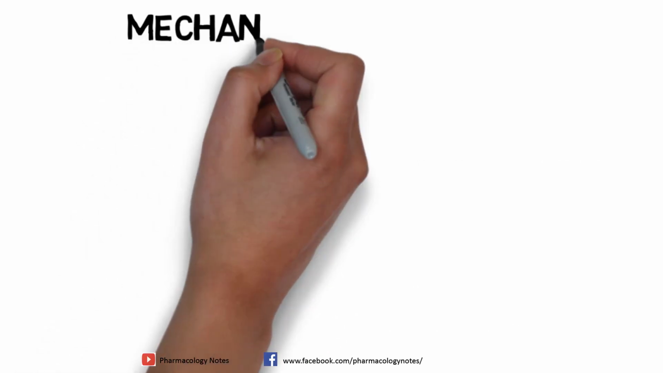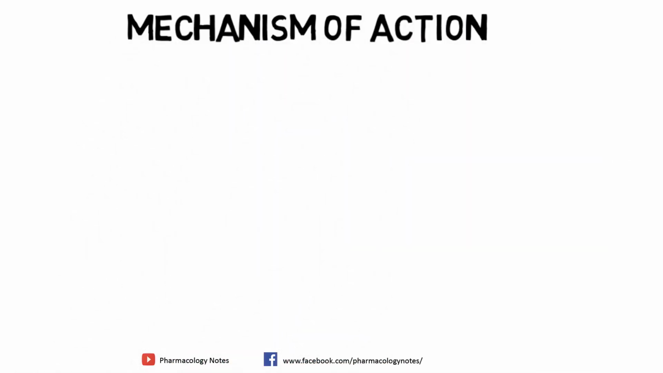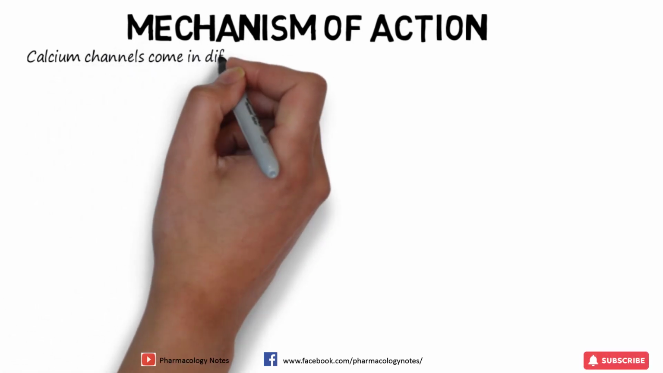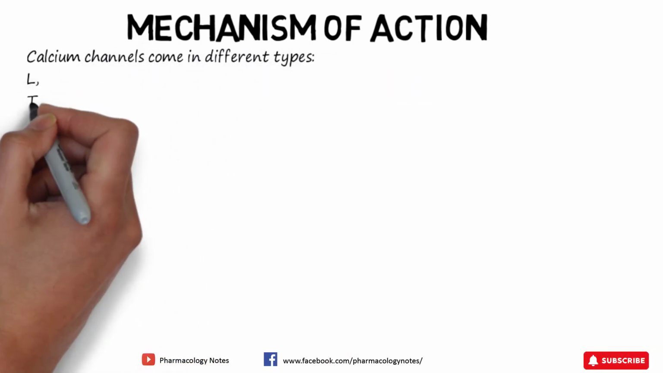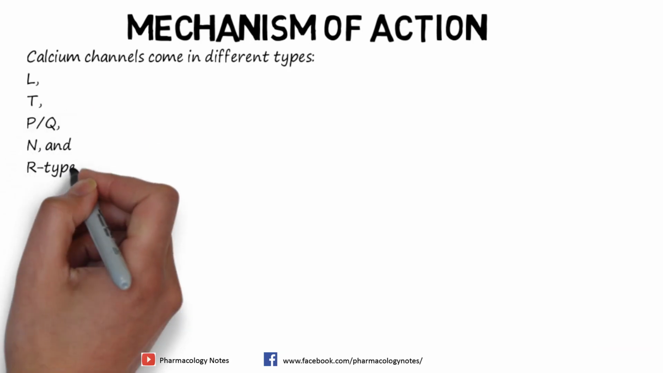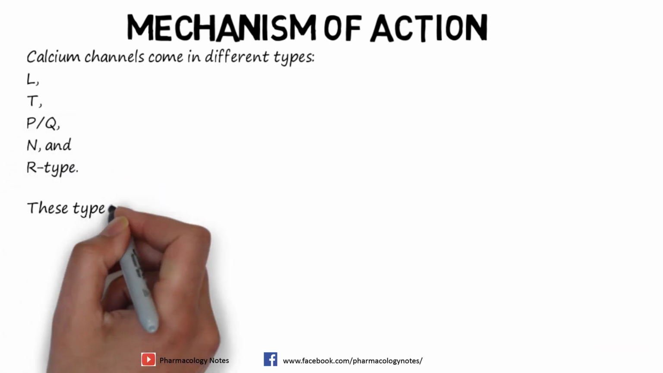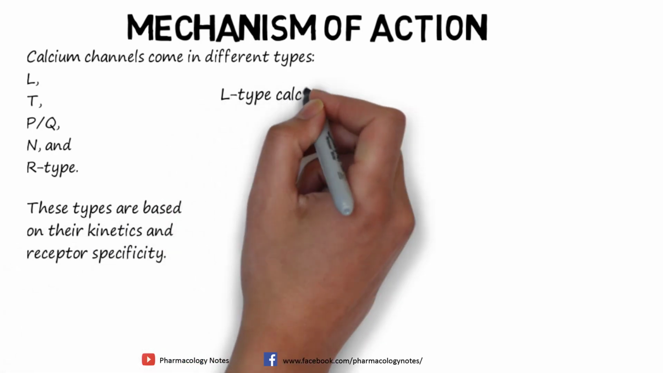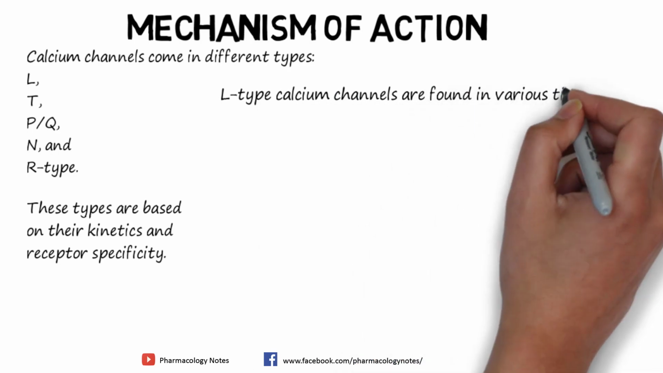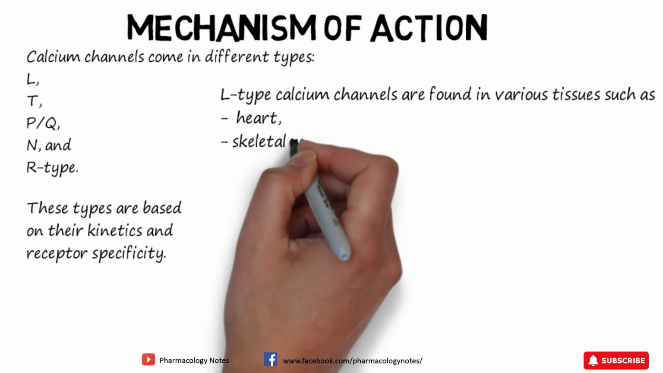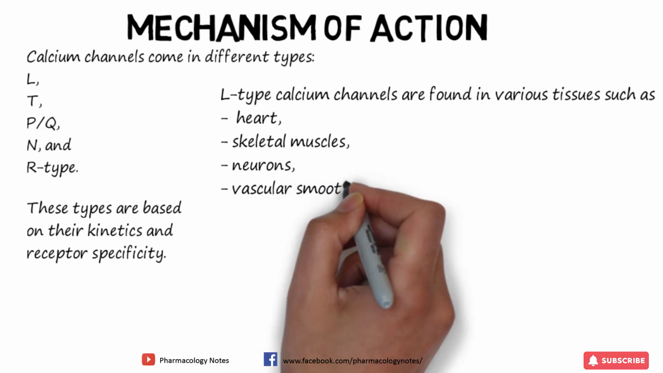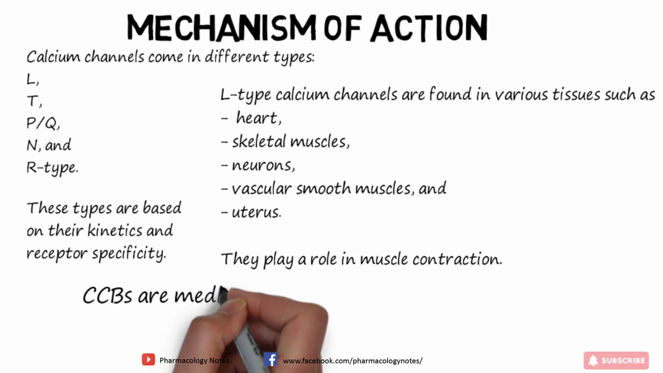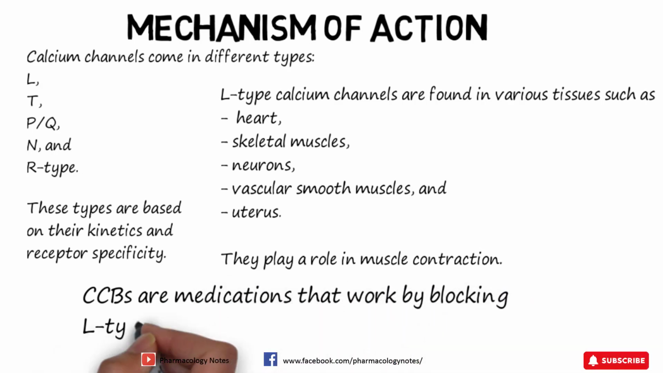Okay. Now we have mechanism of action. As far as the mechanism of action of calcium channel blockers is concerned, let's discuss the various types of receptors or channels. Calcium channels come in different types: L, T, P over Q, N, and R type. These types are based on their kinetics and receptor specificity. L-type calcium channels are found in various tissues such as heart, skeletal muscles, neurons, vascular smooth muscles, and uterus. They play a role in muscle contraction. So calcium channel blockers are medications that work by blocking L-type calcium channels.